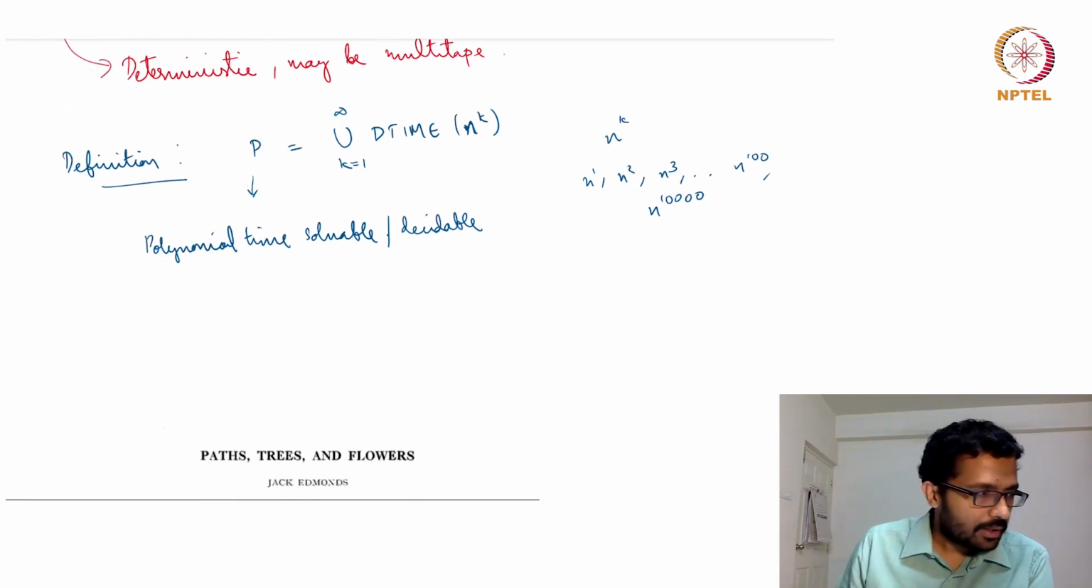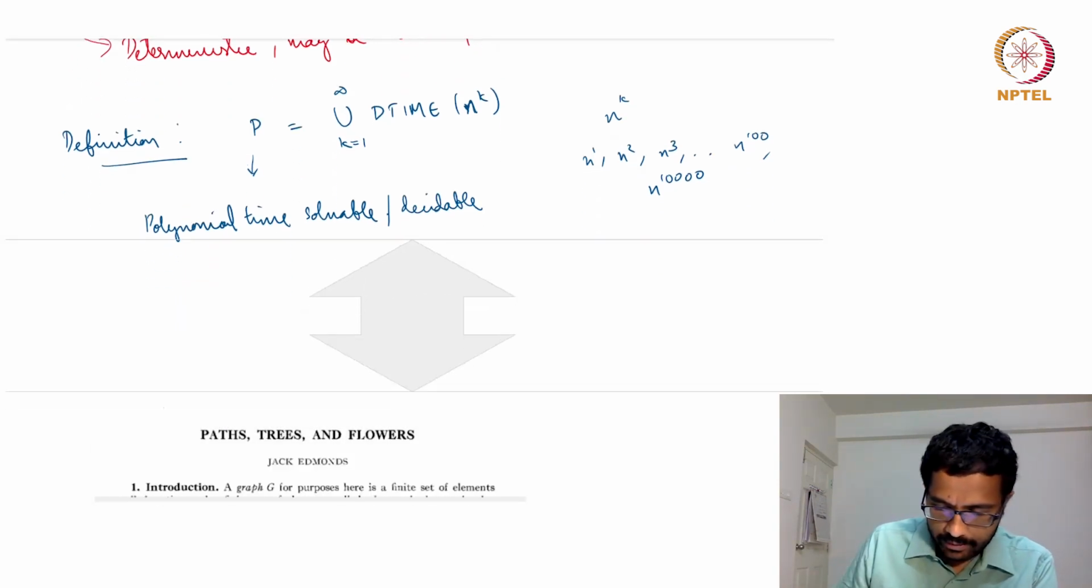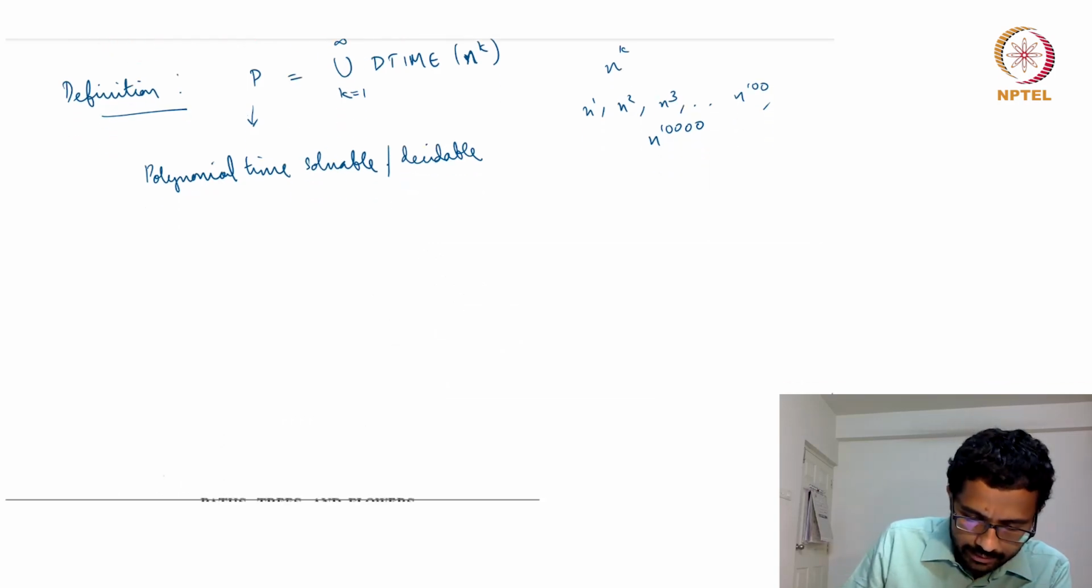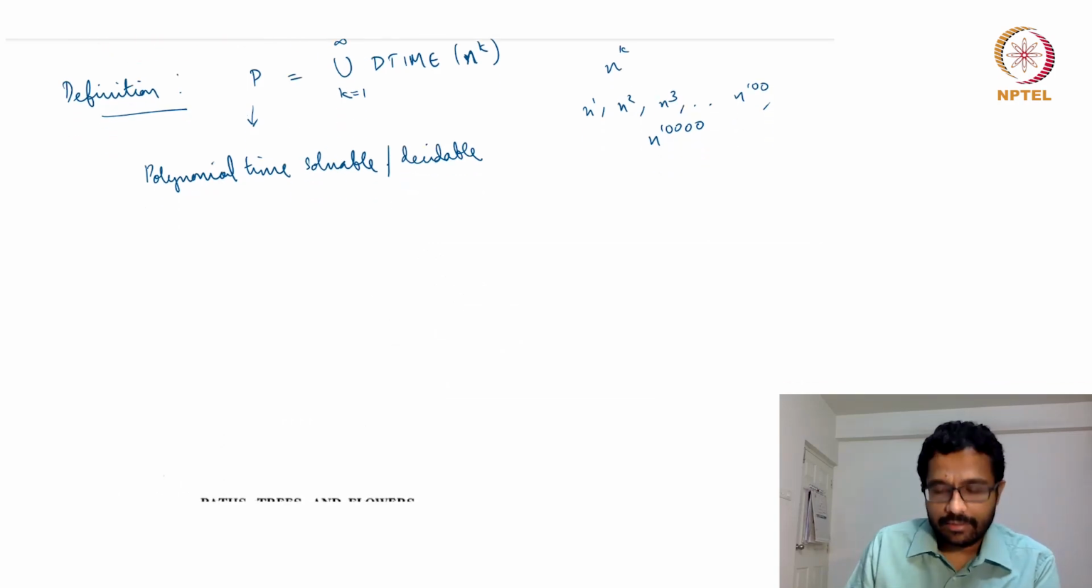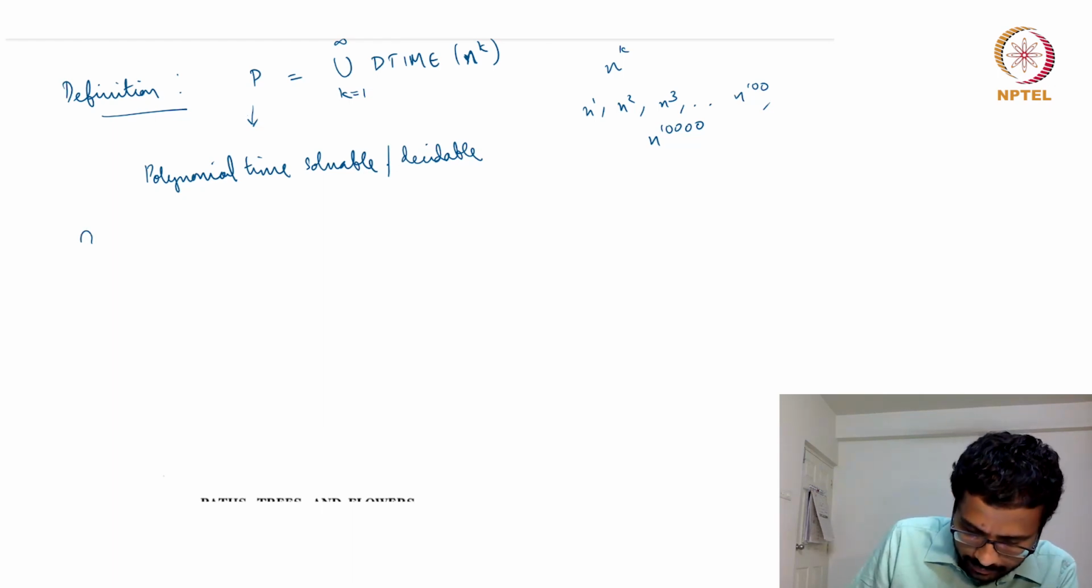Right. So now why is P important, or what is the significance of P, right? There are some minor significances, and after that I will say some history. So some important significance.